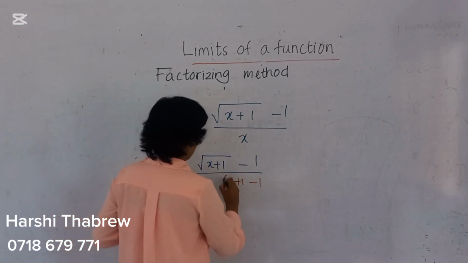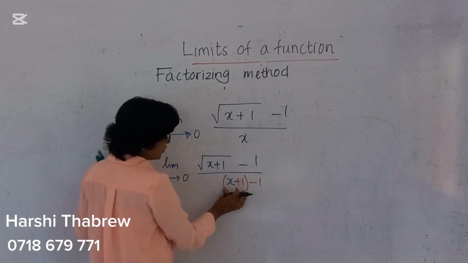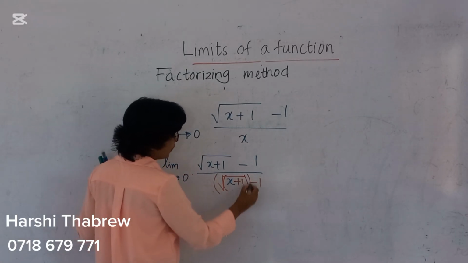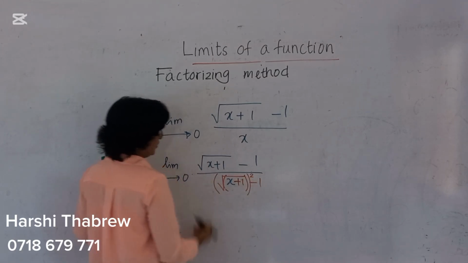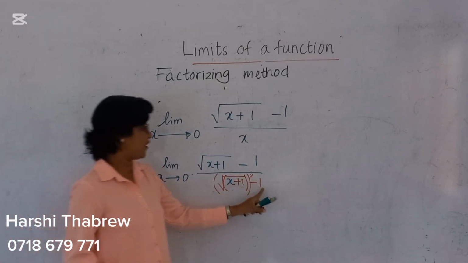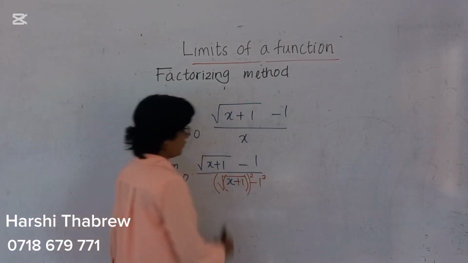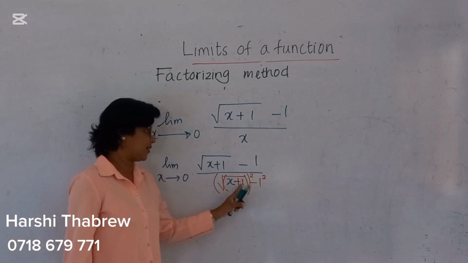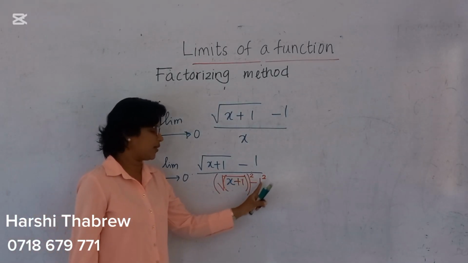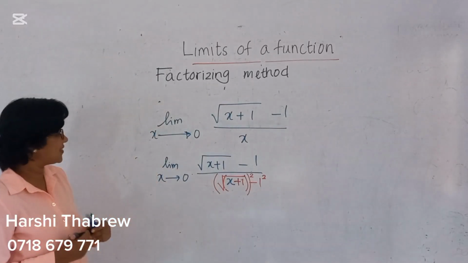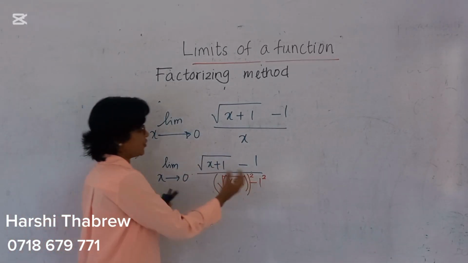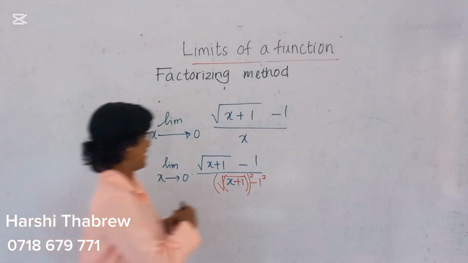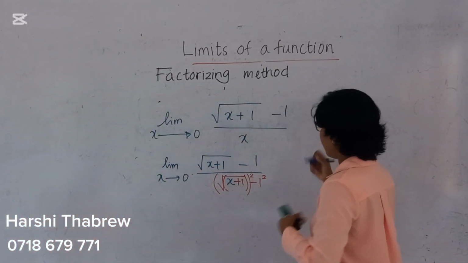Now you can see this x plus 1 is the square root of x plus 1. And this 1 is the square of 1. This is the square root of x plus 1 and this is the square of 1. Now you can see there is a difference of two squares. Now you can factorize it. Okay, let's see how we can do it.